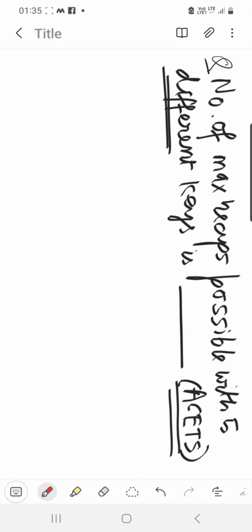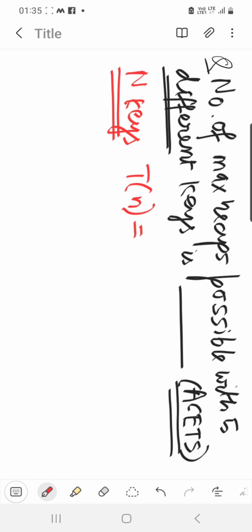So how many max heaps are possible? There is a recurrence relation for finding the number of max heaps. Let's say we have n number of keys in a max heap, and we want to find the number of max heaps in a tree with n keys. It is given by the recurrence relation T(n) = (n-1)C(L) * T(L) * T(R). So this is the formula.